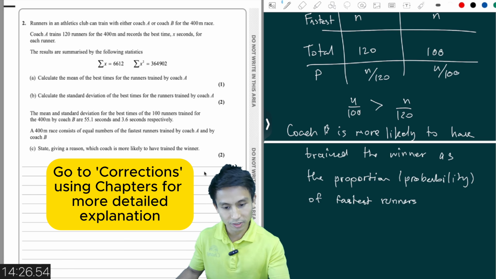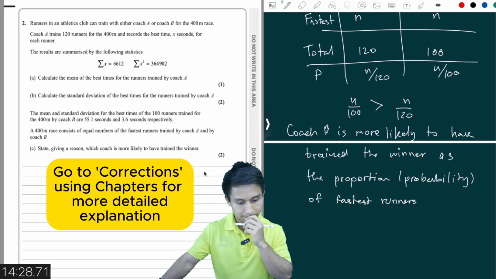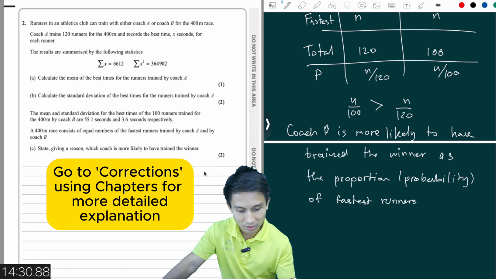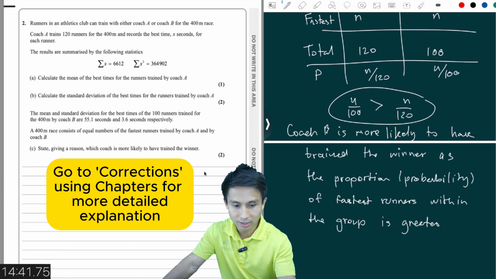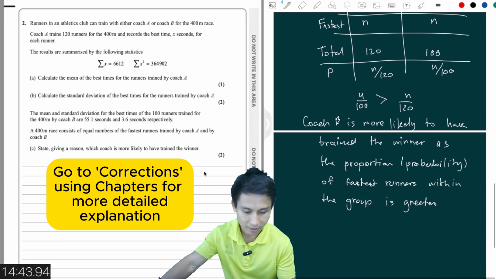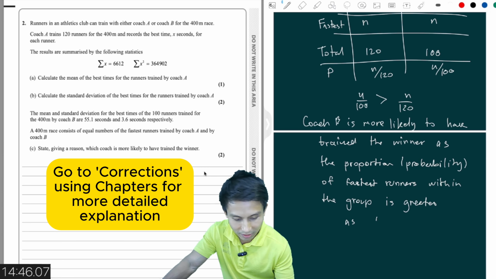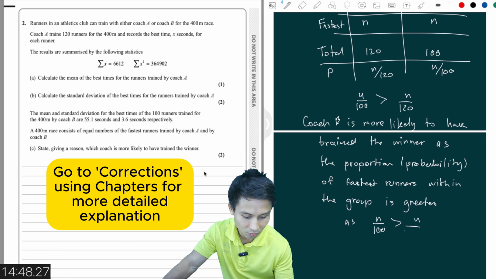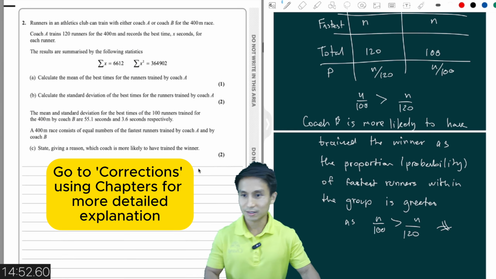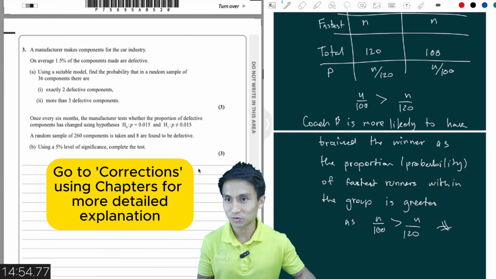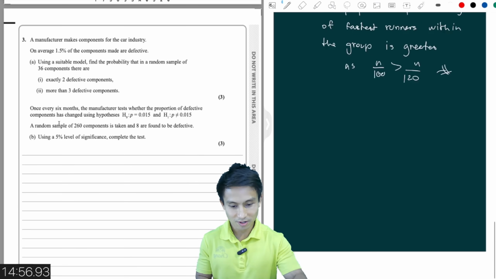the proportion of fastest runners within the group is greater, and I already wrote here, yeah, okay, as well. I'm just gonna write again, n over 100 greater than n over 120, like that. All right, just some detailed reasoning there. Okay, and that's done for number 2. Okay, I think this one is fine.